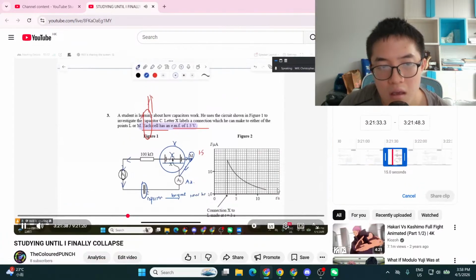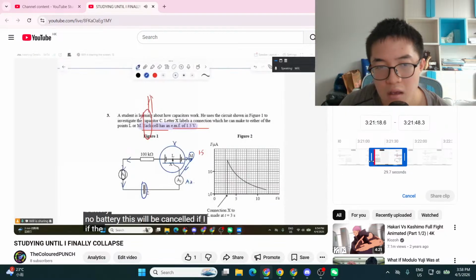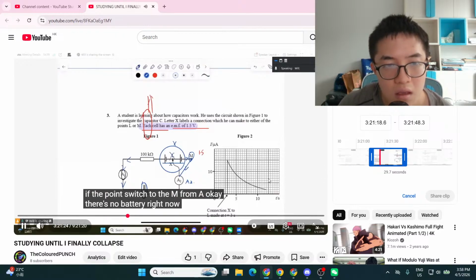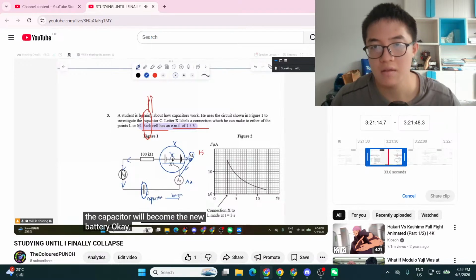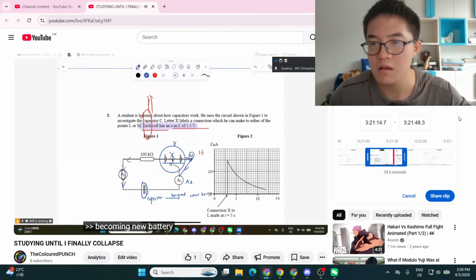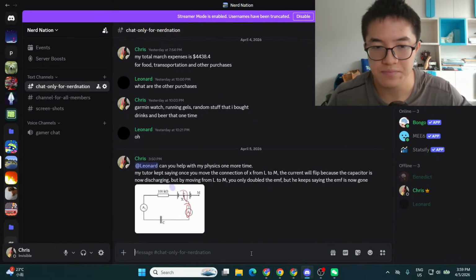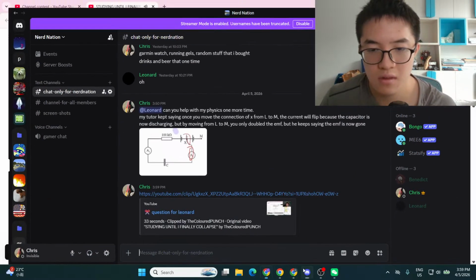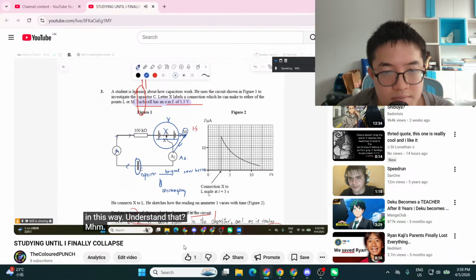Understand that? Becoming a new battery, and this process is the discharging process. In the discharging process, the current will flow in this way. Understand that? Flow to the emitter one.